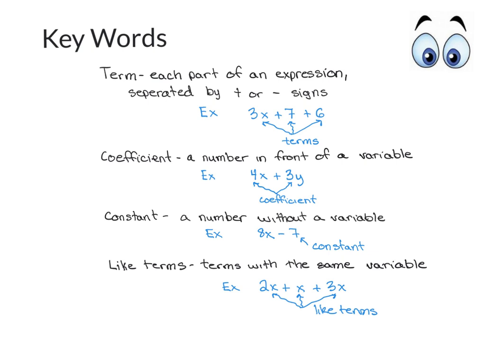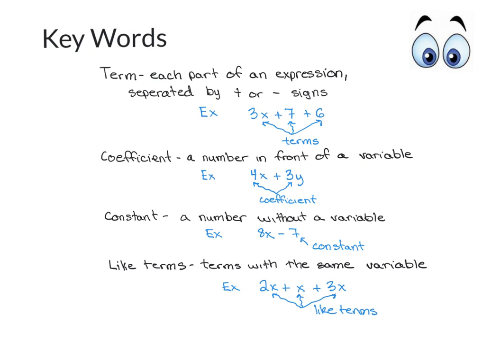Your key vocabulary, or your keywords, include term, which is each part of an expression, separated by the plus or the minus signs. For example, 3x is a term, 7 is a term, and 6 is a separate term, meaning you have 3 terms in this expression.